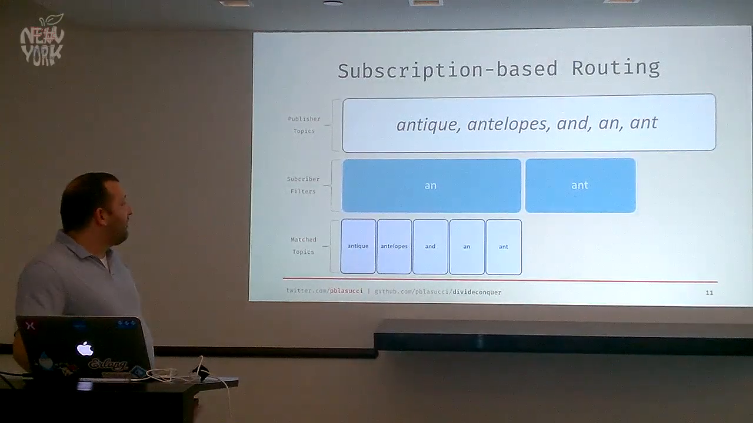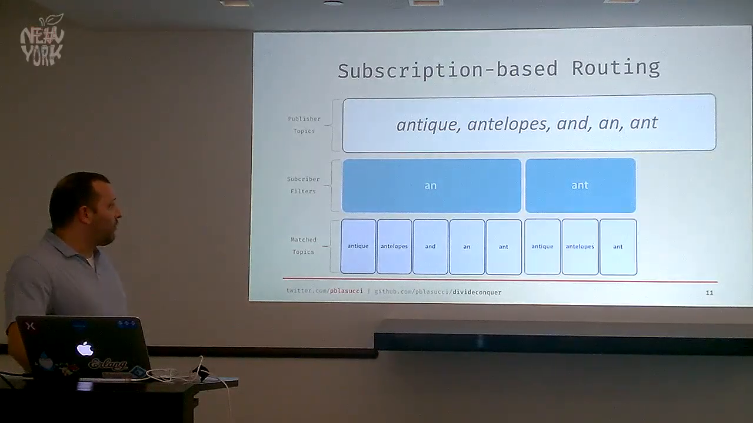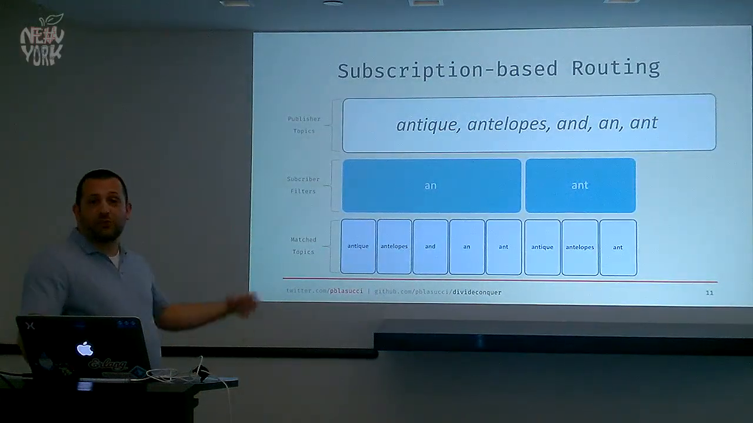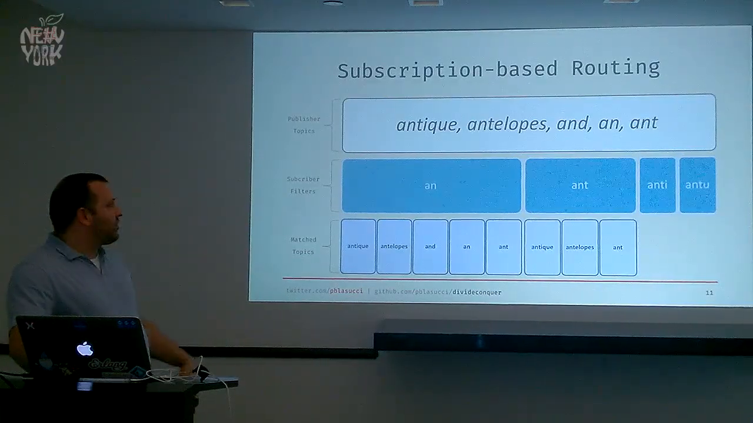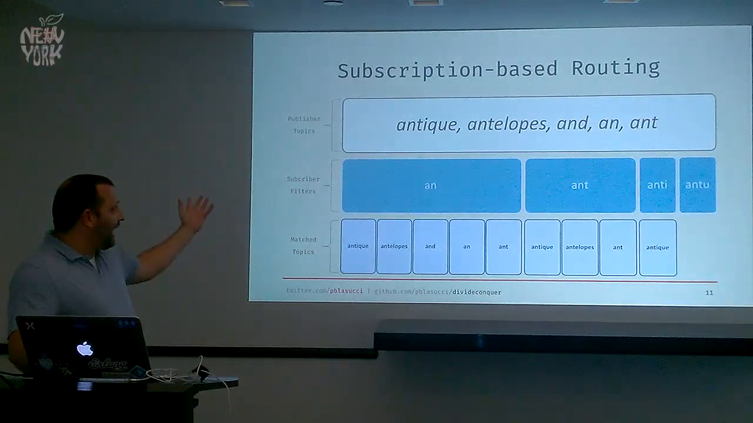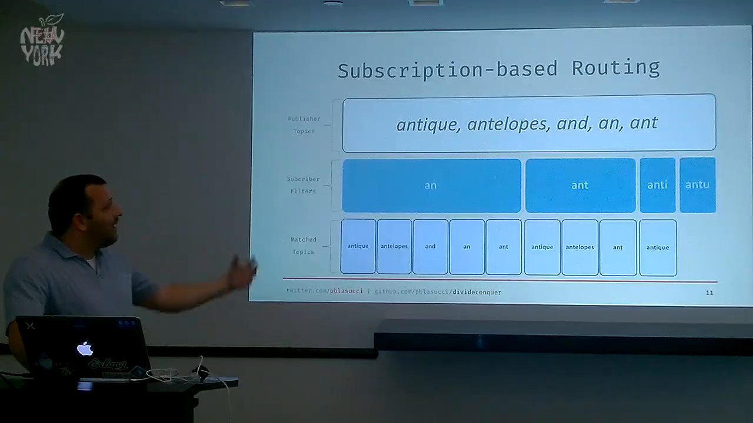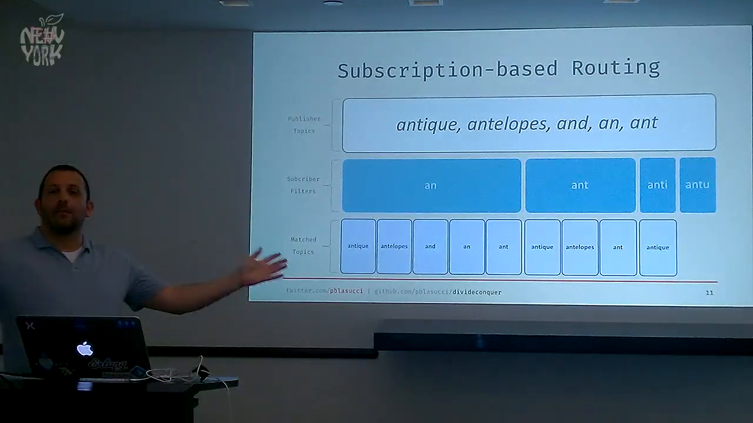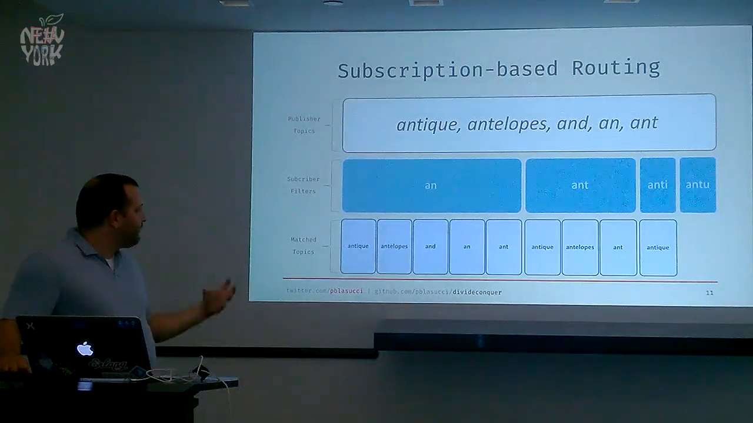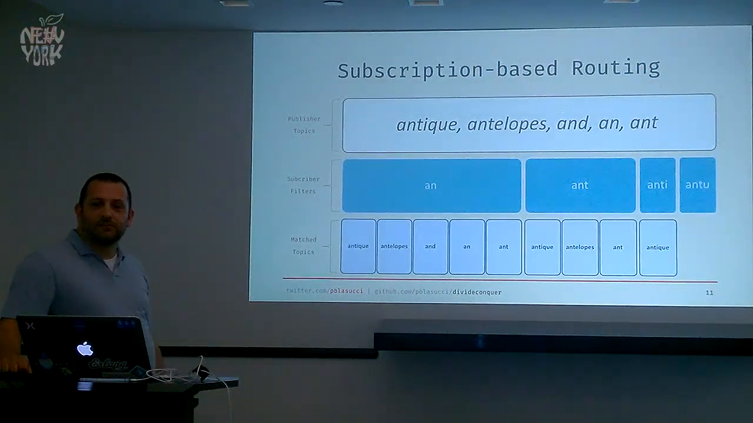If we set a filter of ant, well, now we're only going to get 3 messages with one of 3 topics. And if we follow this out logically, if we set it to anti, we're only going to get messages with the topic antique. And if we set it to ant2, we're not going to get any messages because we have nothing that matches. So, does that sort of make sense?